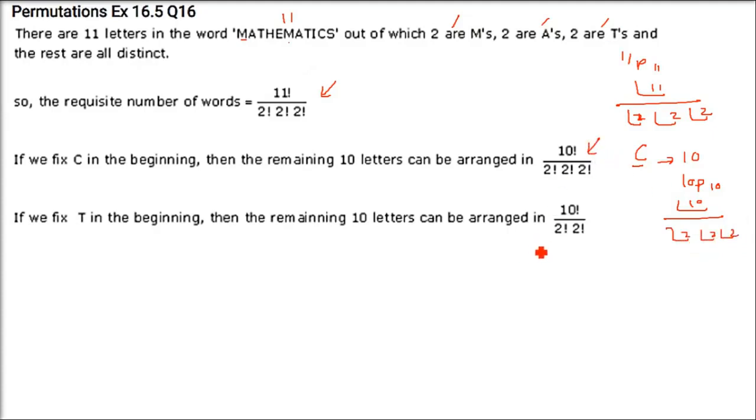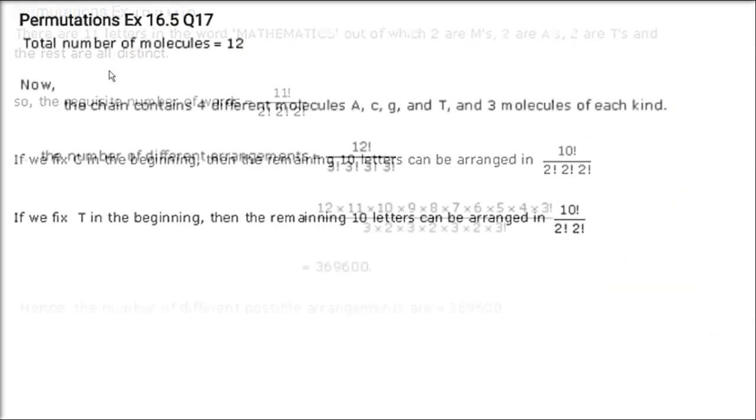Now coming to how many of them begin with T. If you start with T, again 10 will be remaining, so factorial 10, 10P10. But here you have taken one T, so the only repetitions will be M and A, because one T is already taken. In the remaining 10, there will be no repetition of T. Please understand, T you have already taken, M and A you have to divide.